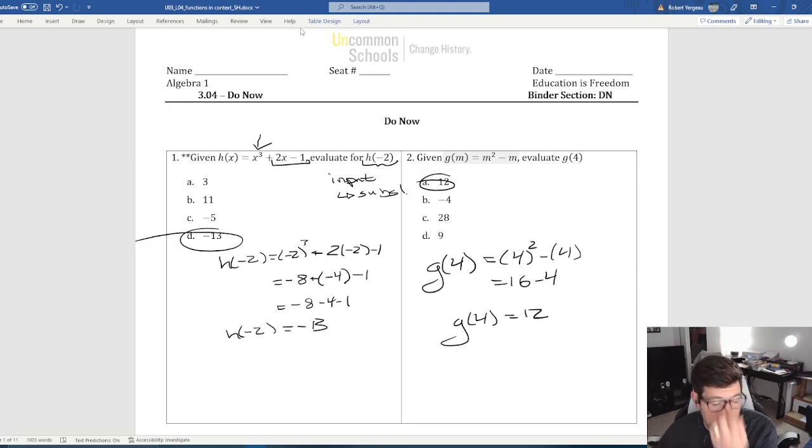All right, hopefully those two were pretty easy and pretty quick. Again, it's just using substitution because we're being given inputs. And remember that we know we're being given inputs because we are inside the parentheses on these values. Inside means inputs.